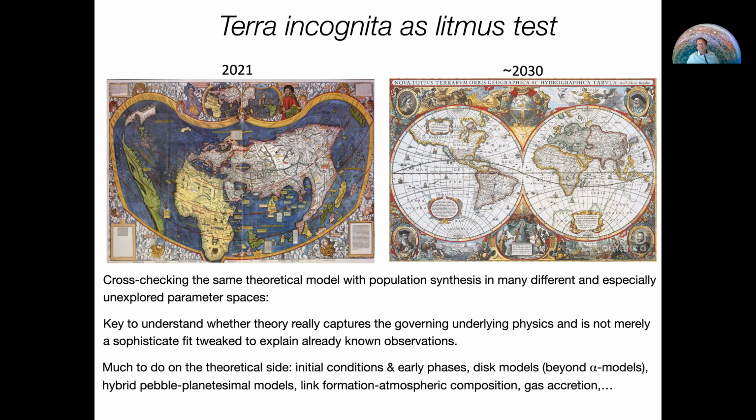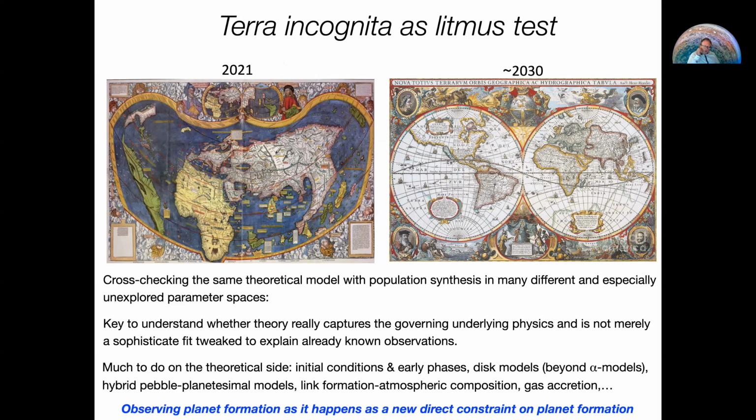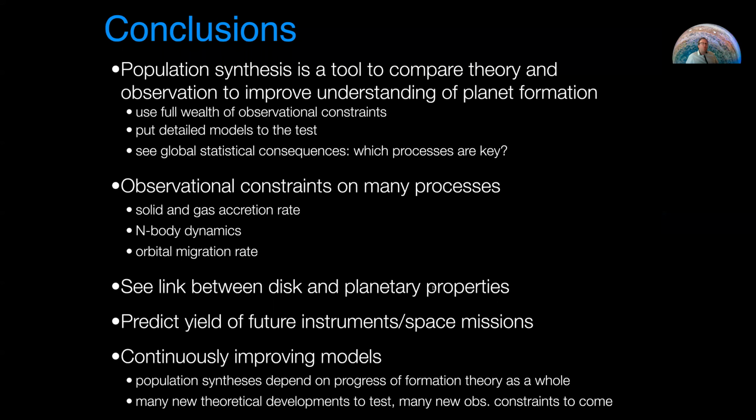And it's clear that much can be done here on the theoretical side. I think of the initial conditions, the early phases, the disk models, hybrid pebble planetesimal models, the link of the formation, atmospheric composition, trying to really understand what is going on with this gas accretion. And I think what is the additional point of which I unfortunately couldn't speak today is this chance of observing planet formation as it happens, like PDS 70, which will hopefully yield a completely new direct class of constraints for planet formation theory.